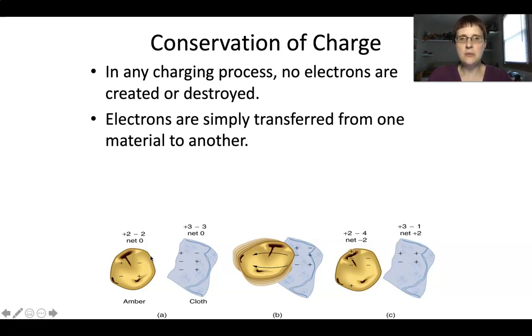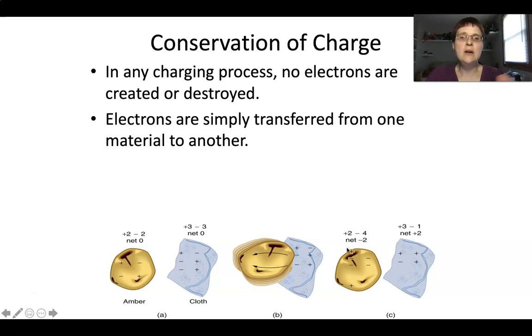Let's take a look at what we have down here. We have a piece of amber and a piece of cloth. When we start, they are both neutral. They have a net zero charge because if you look, the charges are equal. They have equal numbers of positive and negative charges. The charging process in this case is friction, so rubbing the objects together. And during that process, some of the electrons get moved.